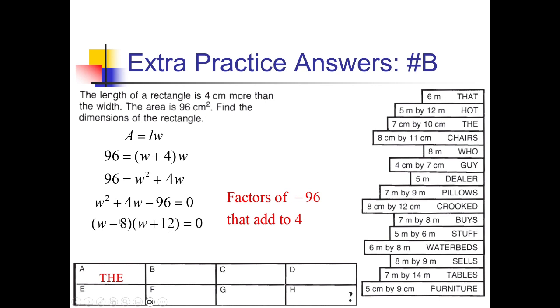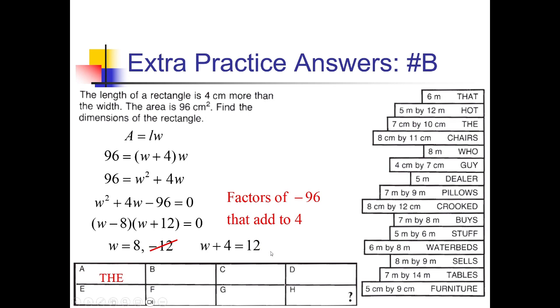And then zeroing each of these out, we get W equals positive 8, because 8 minus 8 is 0, and negative 12. Again, though, we can't have a negative dimension of a shape, so this negative 12 can just get thrown out. It doesn't work in this context. And we have 8 as the width. We just need to find the length now. That was W plus 4. So 8 plus 4 is going to give us 12 for the length.